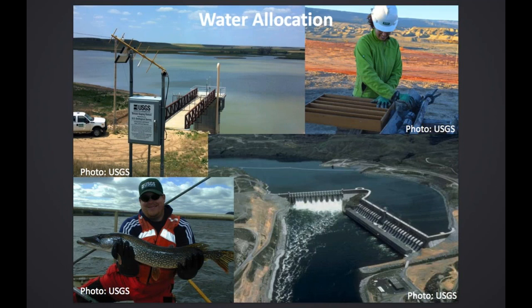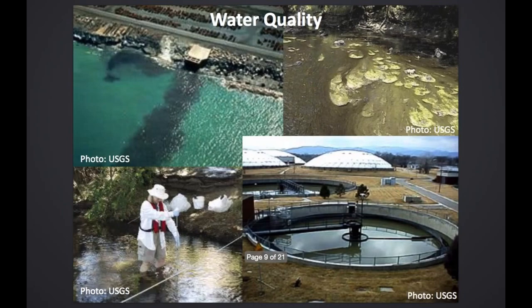Water allocation, like I mentioned, reservoirs, maintaining the amount of water needed for fish populations. Next slide. Looking at water quality and understanding how you distribute different pollutants, knowing how much water you have. Next slide.